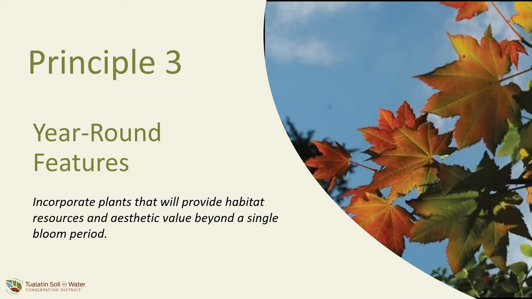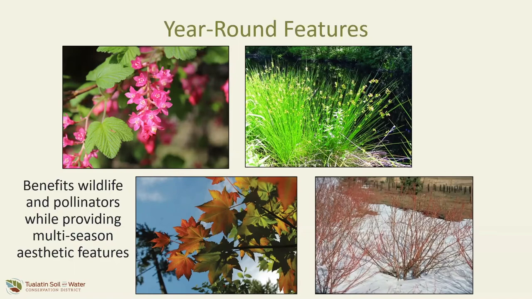So some examples of plants that you could provide to have year-round features include the red flowering currant, which is up in the upper left. That's an early blooming shrub. It's really important for the Anna's hummingbird, which is a year-round resident in Oregon. And also a lot of early season pollinators rely on this. So the bees that start coming out in March don't have a whole lot around that they can go to, but the red flowering currant is available for them.